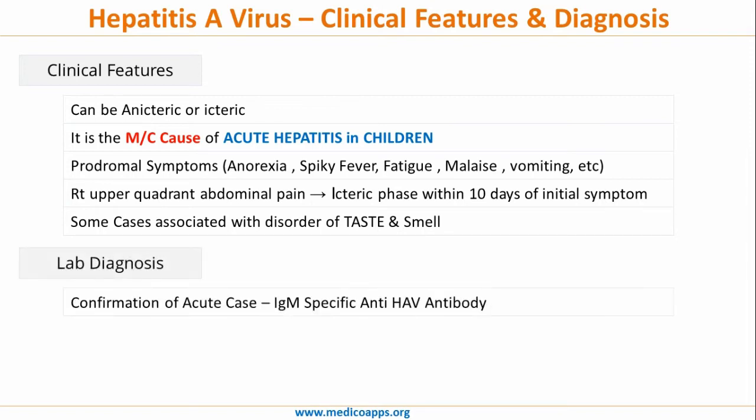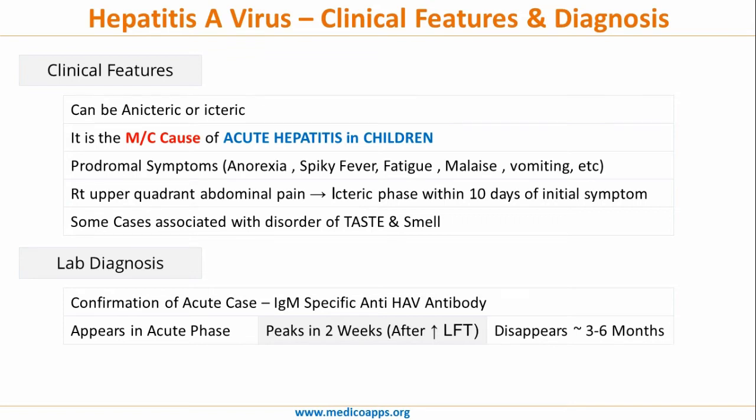The lab diagnosis, confirmation of acute cases is generally by detection of IgM specific anti-HAV antibody. These antibodies appear in the acute phase and peak at around 2 weeks. Now this peak is reached when the LFT is already increased, and the antibodies disappear between 3 to 6 months. The ELISA is the method of choice for measuring these antibodies.